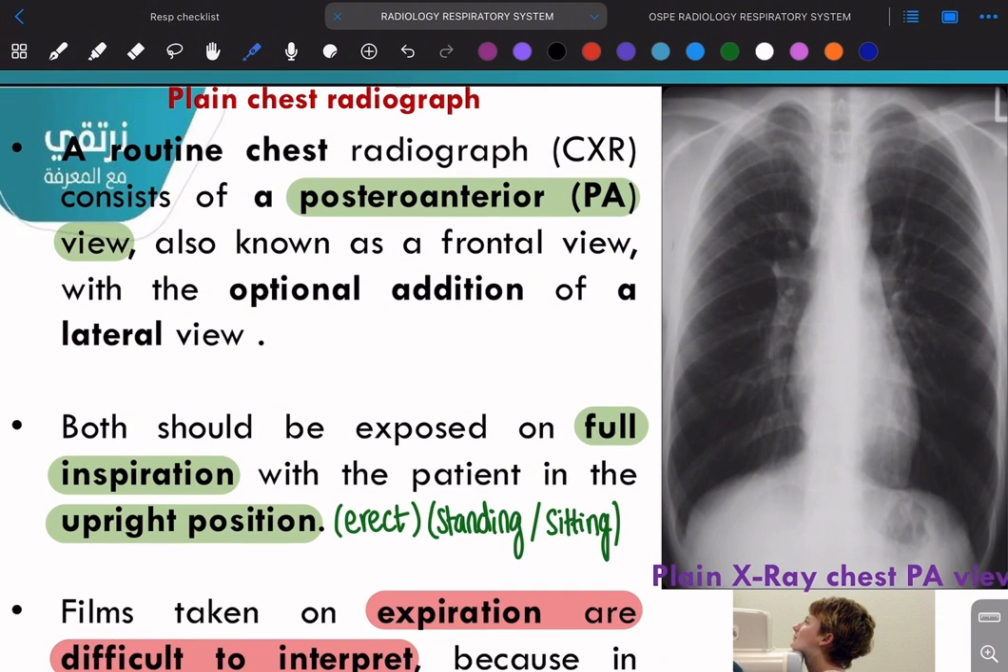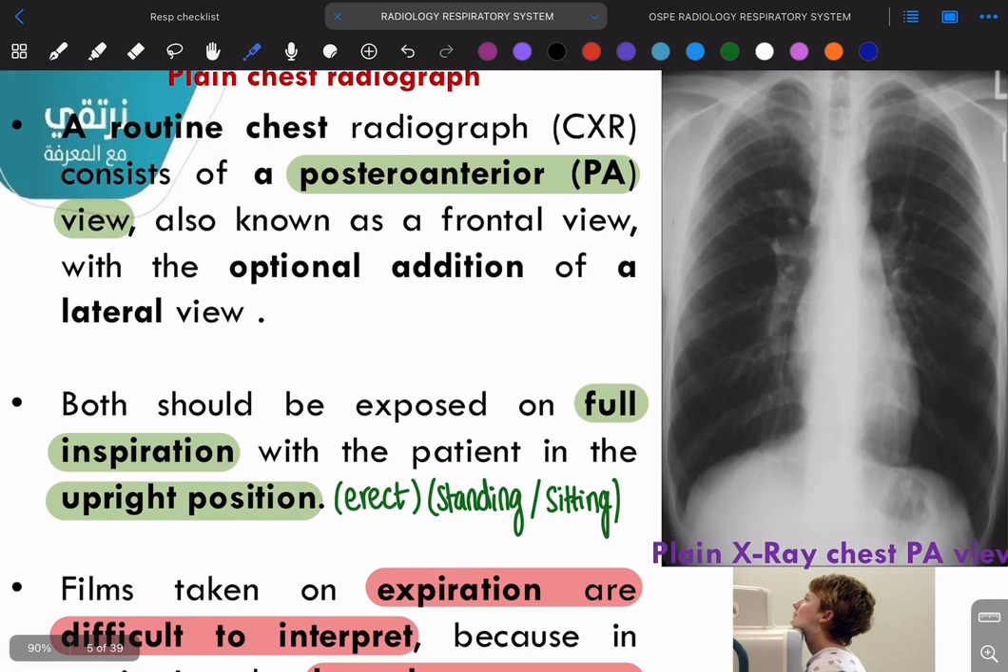Let's see the difference, okay? First of all, and the most important view, is the PA view, which is the posterior anterior. From its name, posterior anterior means the radiation passes from the back, from the posterior of the body to the anterior, from the vertebra to the sternum, from the vertebra to the ribs, okay? So from the posterior to the anterior, this is the first and most important view, okay?